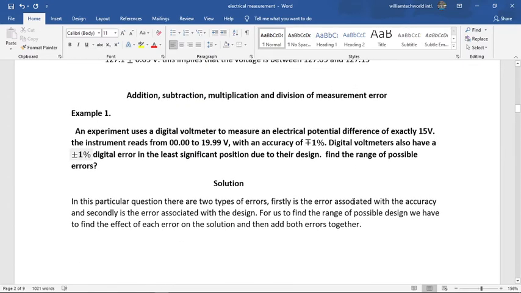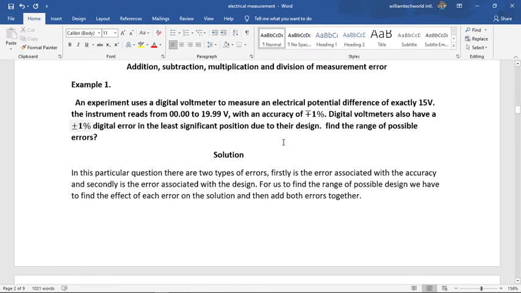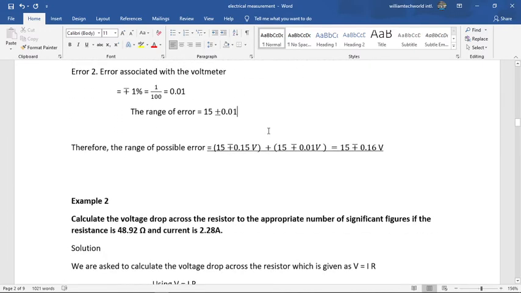So let me come again. Firstly, in this particular question, we can see that there are two types of errors that occur. The error due to the accuracy of the measurement itself, and the error associated with the voltmeter itself. So we had to convert the errors to an actual number that would be easier for us to add together, and then find the total number of error that occurred. So that was what was done here.